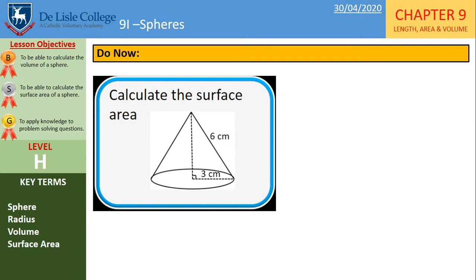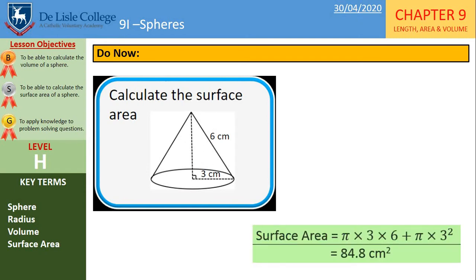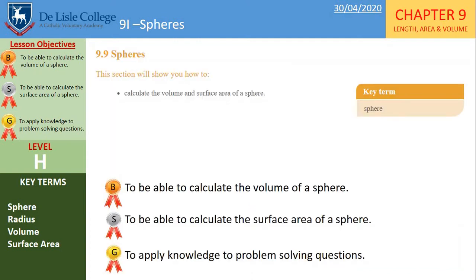Okay, let's check the answer. Remember that the surface area formula is pi RL plus pi R squared. And you can see the substitution, and the answer is 84.8 centimetres squared. So we're going to be looking at the volume as well as surface area of spheres and then apply these to problem solving questions.